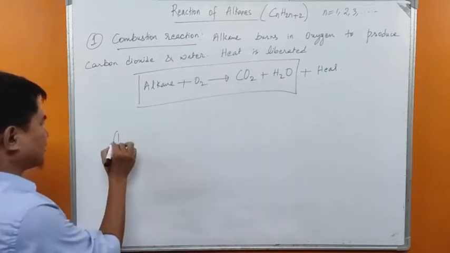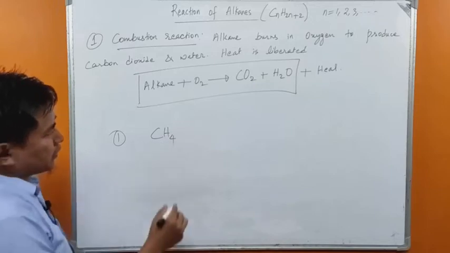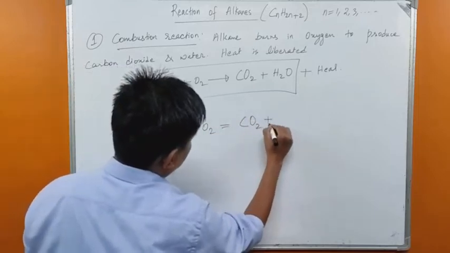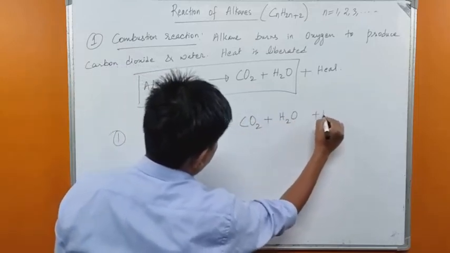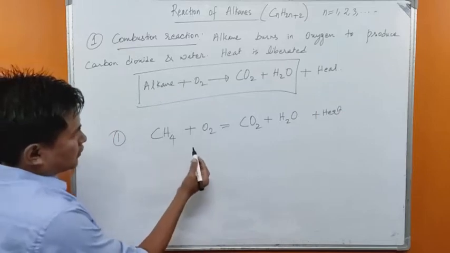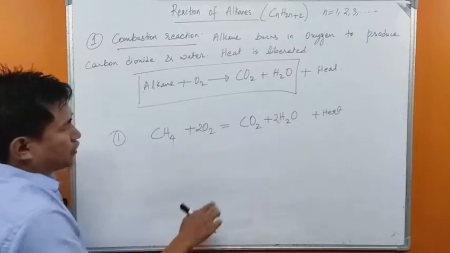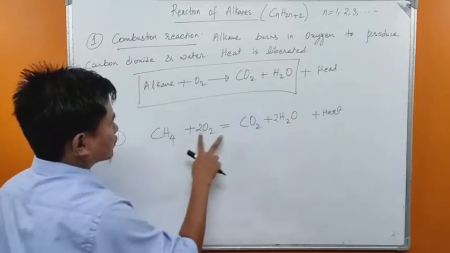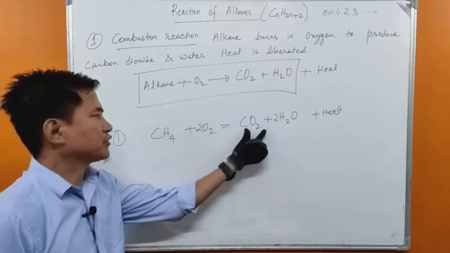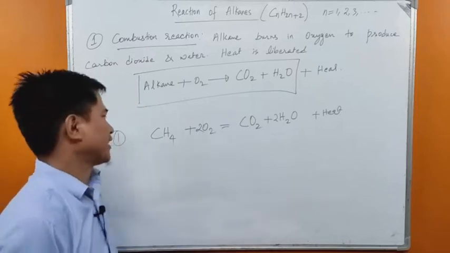So let us take some examples. Number one, suppose this is methane, the first alkane, isn't it? Methane burns in oxygen to produce carbon dioxide plus water, and heat energy is also liberated. So let us balance this reaction. 2O2, 2H2O: 4 oxygen, 4 oxygen, hydrogen 4, hydrogen 4, carbon 1, carbon 1, balanced. So methane burns in oxygen to produce carbon dioxide and water. Not only methane, every alkane burns in oxygen to produce carbon dioxide and water, okay?